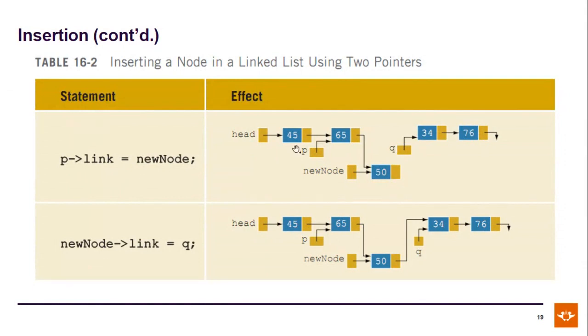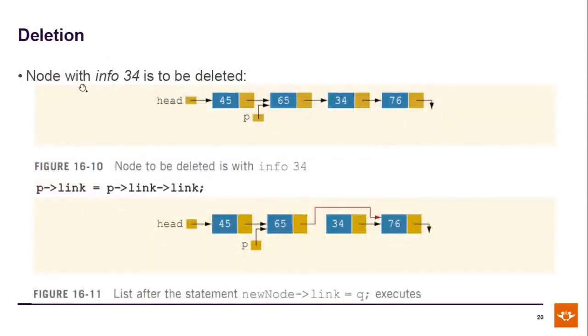So this is just inserting using two pointers, as I explained. When you say p link is new node, you're just making that point to new node. And then when you say new node link is q, you're just making new node point to whatever q is pointing to. Okay, so in this case, the node with info 34 is to be deleted.